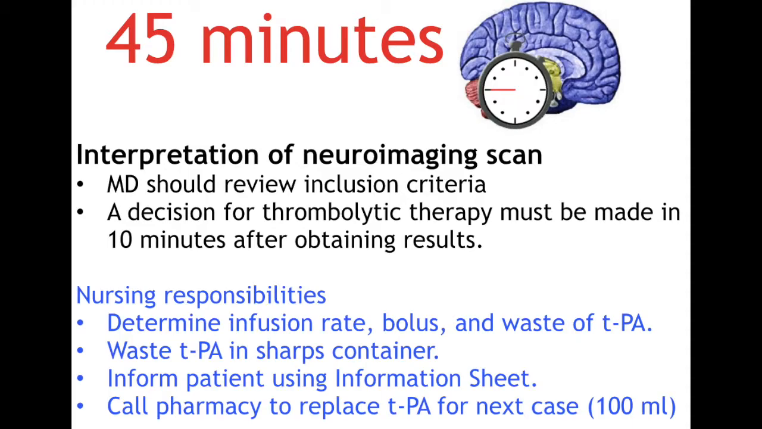During this time, the nursing responsibilities include determining the infusion rate, the bolus, and the waste. Make sure that the patient has information about TPA so that they can make the best informed decision. And if you're going to use the dose of TPA that is in our Pyxis in the ER, be sure to call the pharmacy to replace it with another 100 ml vial.